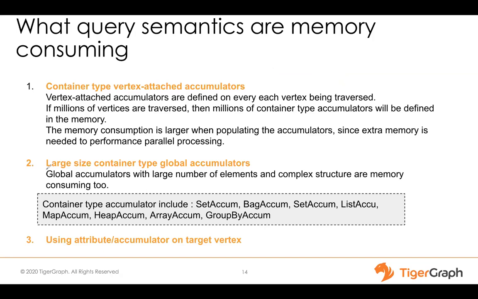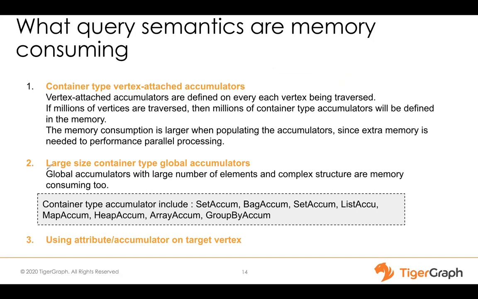And the second thing is sometimes the global accumulators can be very large as well. Like if we define a map that has billions of key value pairs, then possibly 100 gigabytes of memory will be consumed in that case. So we also should be very careful about that.